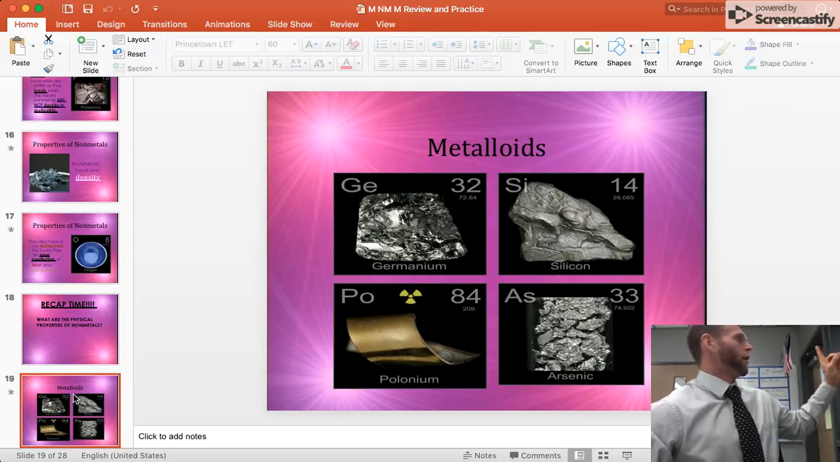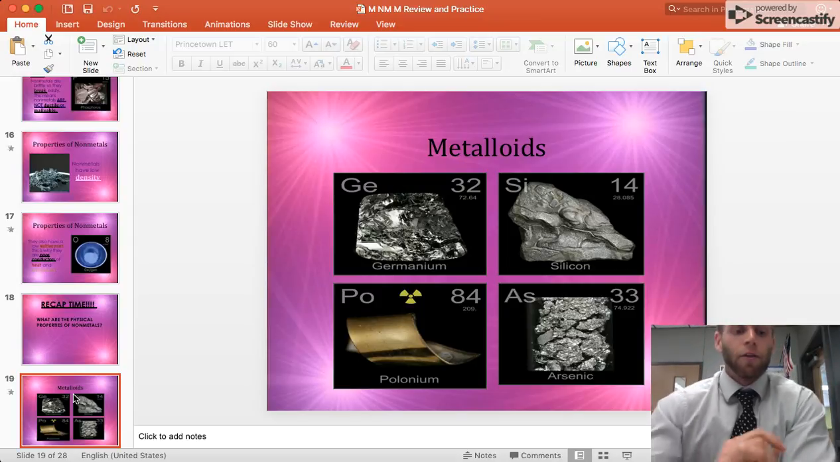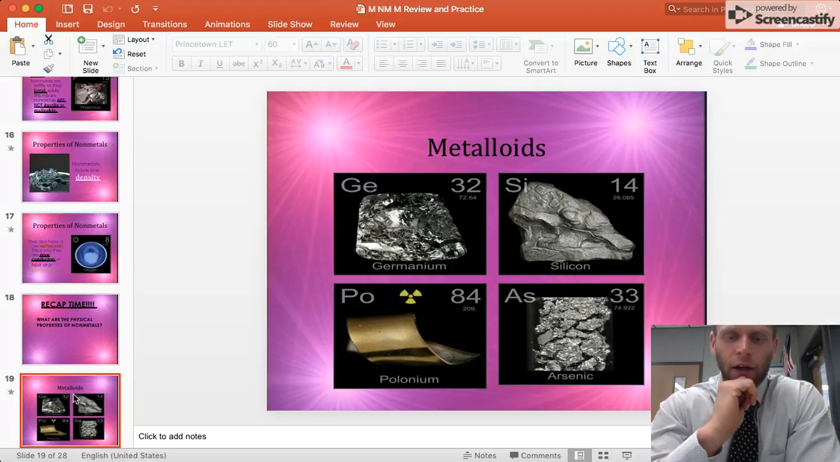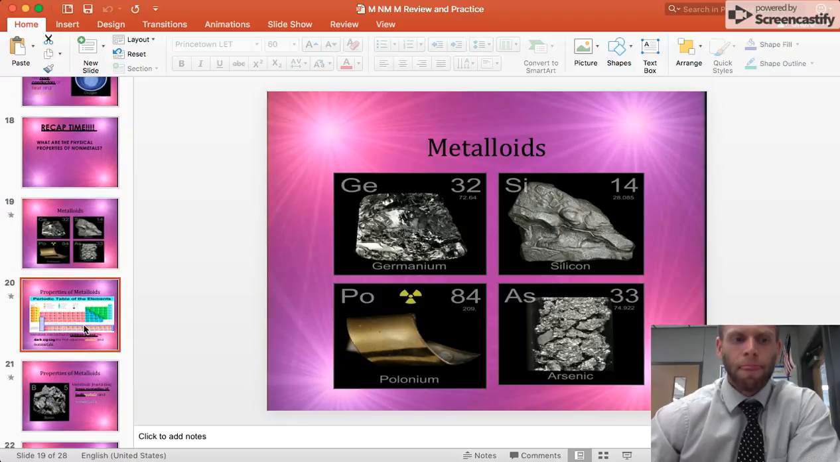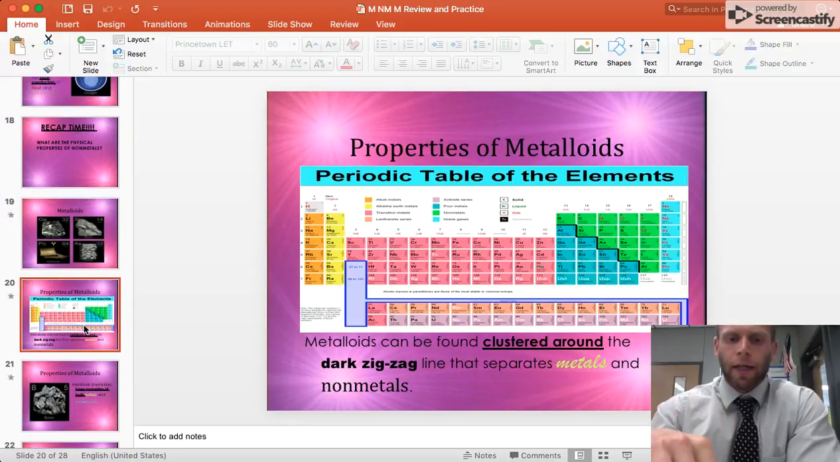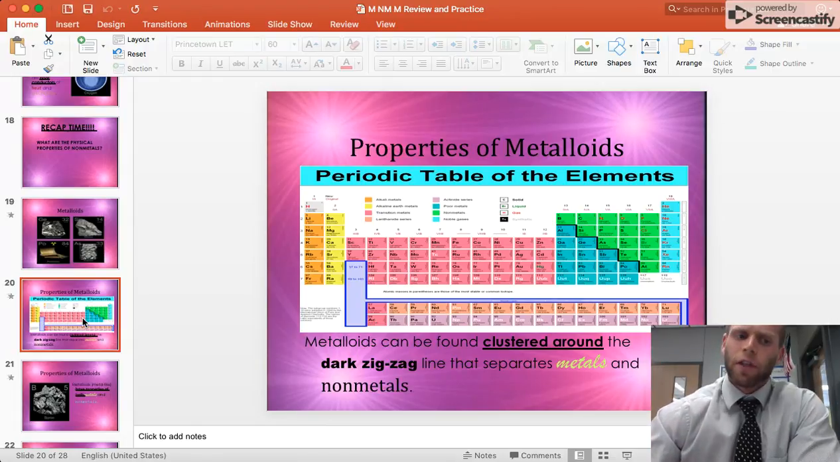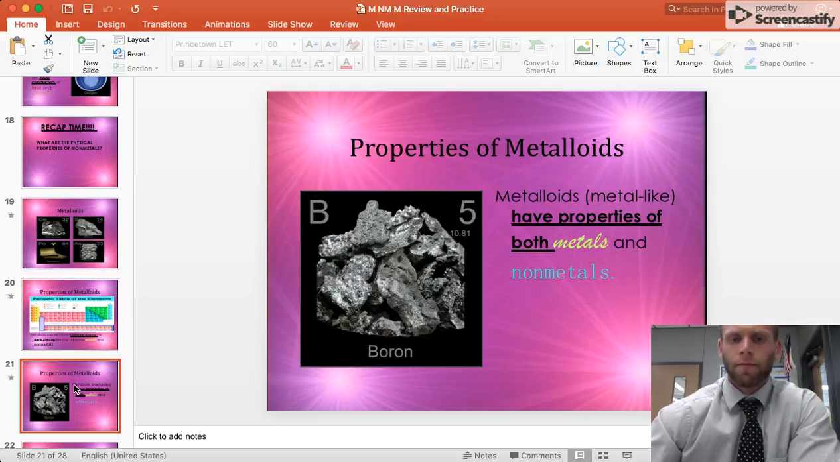Finally, metalloids, the third section of our brochure. So we have germanium, silicon, polonium, and arsenic, all in the metalloid section of the periodic table. If you look at the periodic table, they are found around the dark zigzag, which was the staircase. They're on both sides of the staircase. It's a very small group, the metalloids.